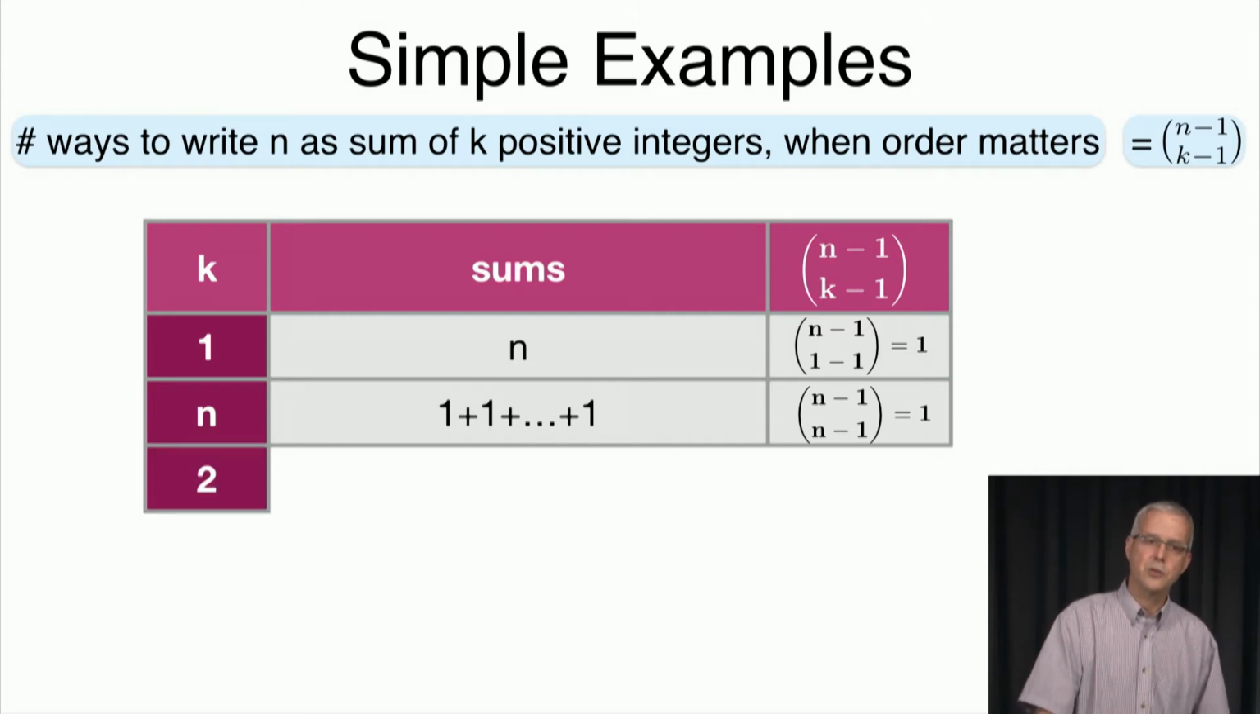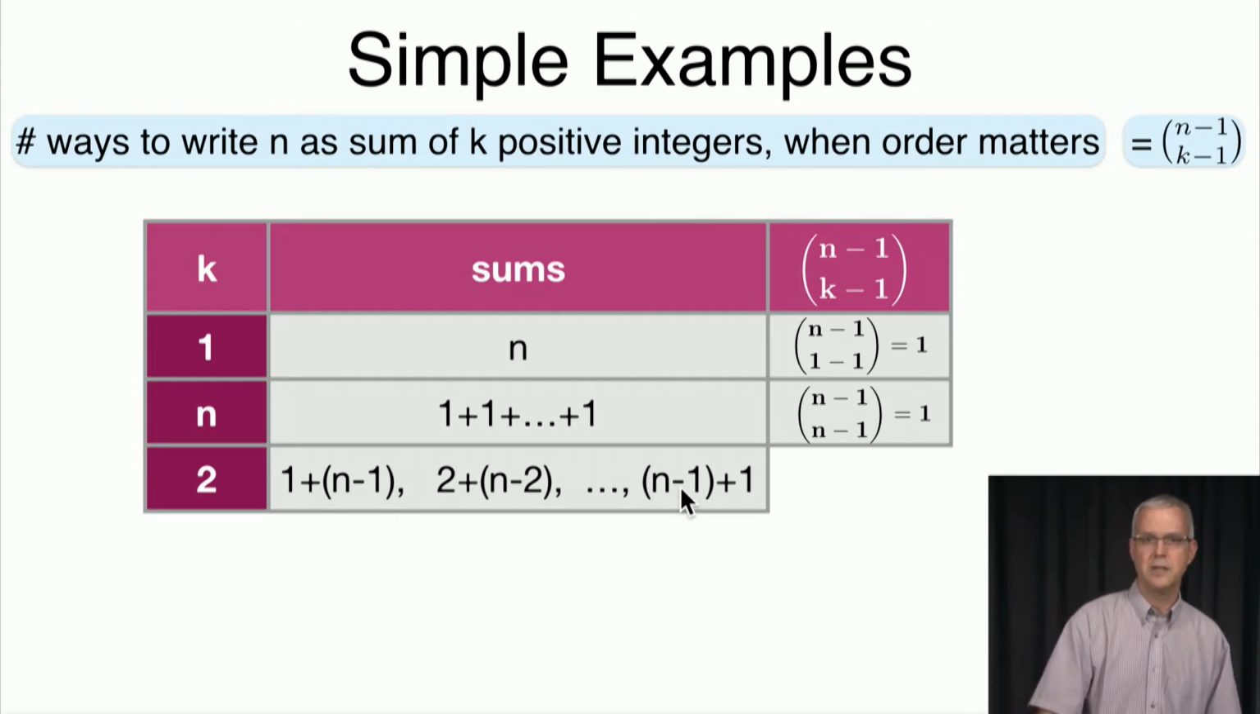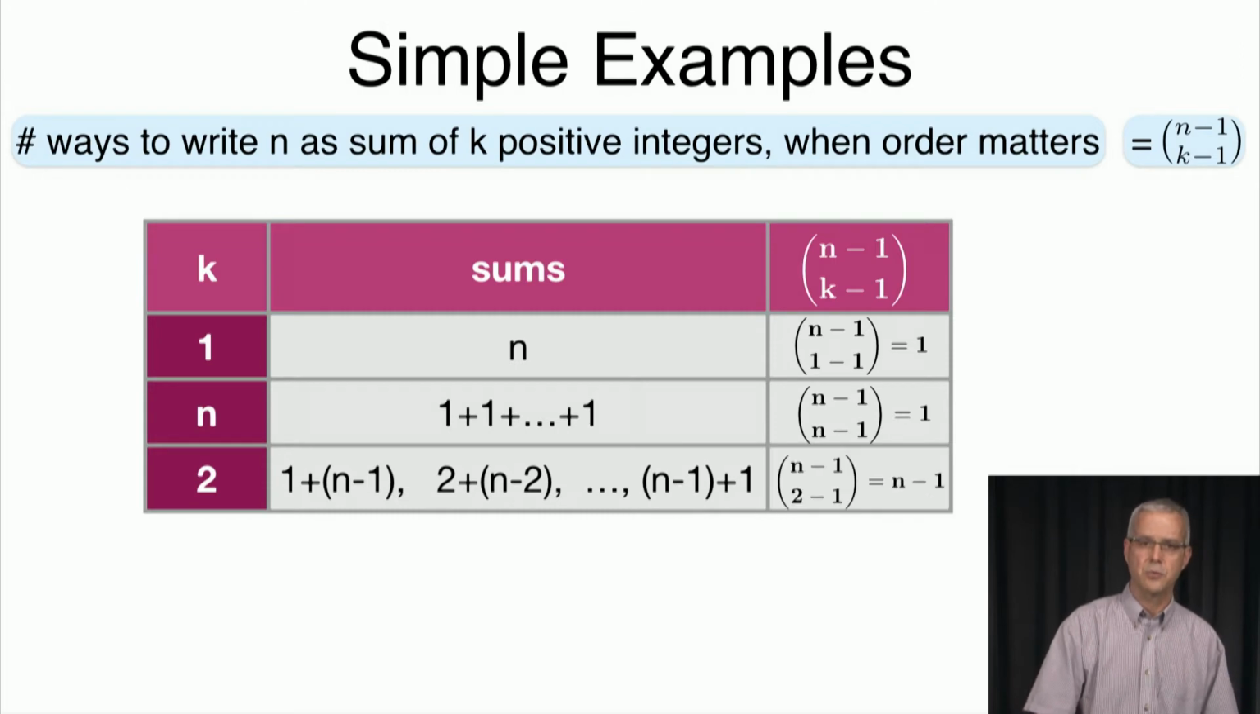If you want to write n as a sum of two terms, then we can write it as 1 plus n minus 1, or 2 plus n minus 2, and so on up to n minus 1 plus 1. So we have n minus 1 ways of doing it. And if we write n minus 1 choose 2 minus 1, it's n minus 1 choose 1, which is n minus 1.